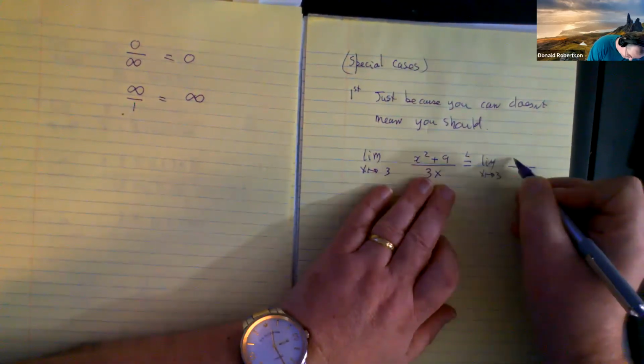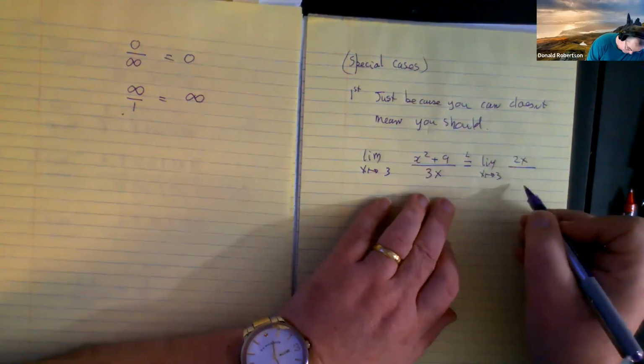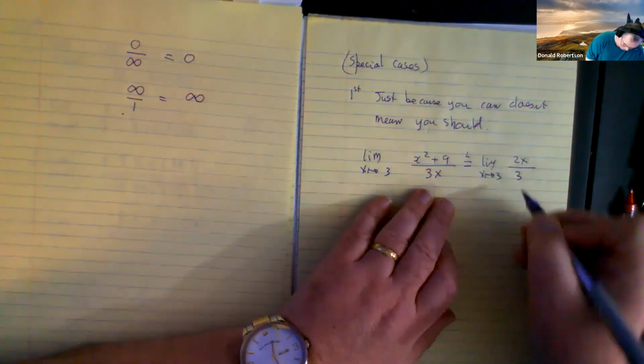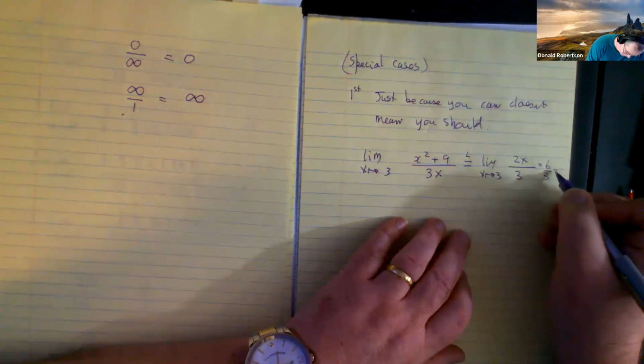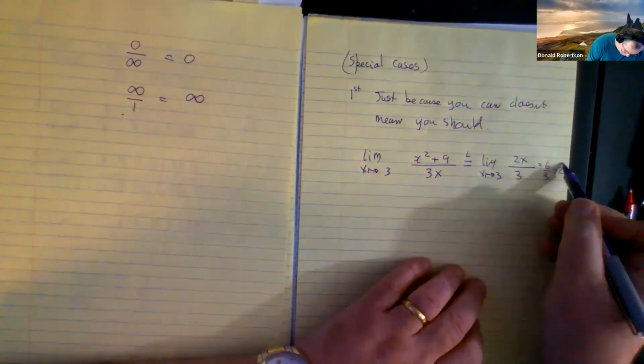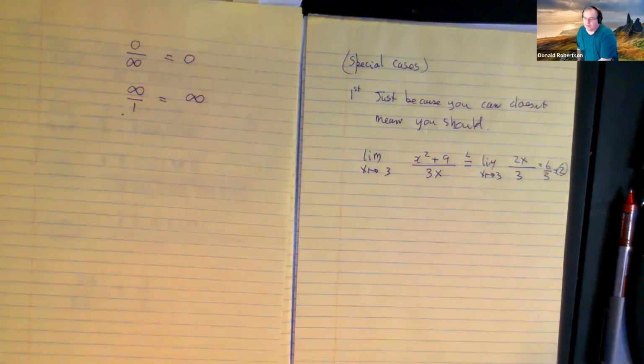You differentiate the top, right? And you differentiate the bottom. And now you plug in your number, and what do you get? 6/3, you get 2. So, hey, I got an answer. That must be the limit, right? Let me check that one. It would be me doing that, wouldn't it?